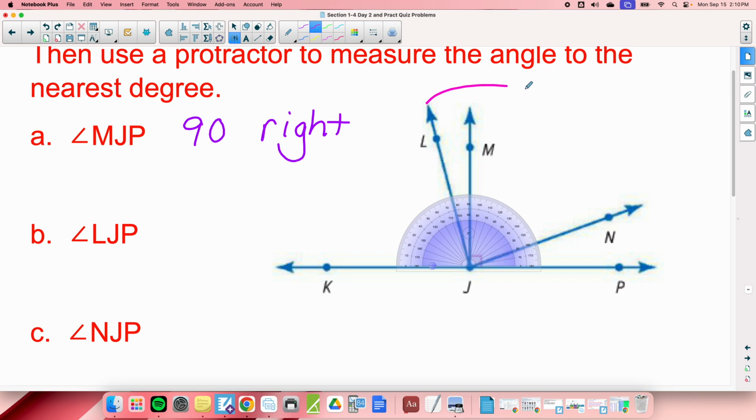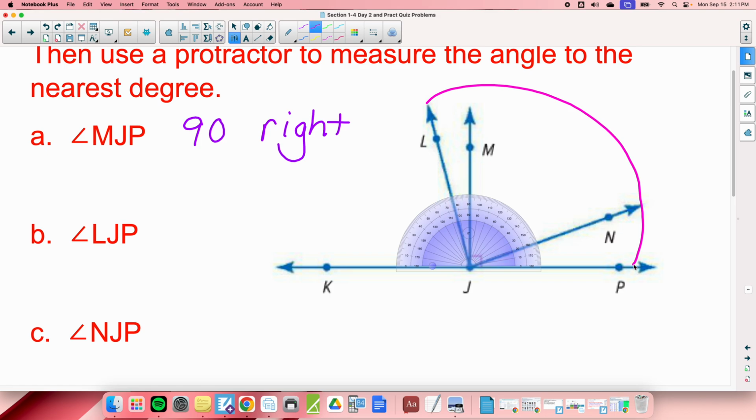So it goes from here to here. I don't have to move my protractor, but if you guys look at where JL kind of goes through here, do you guys think it goes through either at like 75-ish or 105-ish? 105.